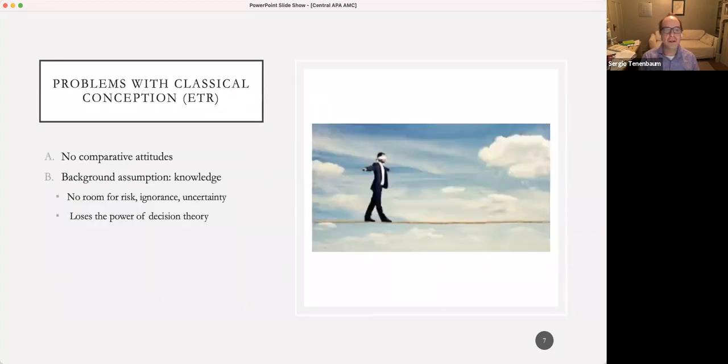I'm just going to say this very quickly because it comes up in some of the comments. What are the problems of this classical conception? What does it do badly compared to the contemporary theories? Because it doesn't have any comparative attitudes, its basic attitude is just to pursue the end, as opposed, for instance, to orthodox decision theory that talks in terms of preferences. The background assumption is that the theory looks in terms of how the rational agent acts rationally in terms of what she knows, so it seems the theory would have no room for risk, ignorance, uncertainty. Particularly, it doesn't have the power of decision theory of explaining what is rational for an agent in situations of risk.